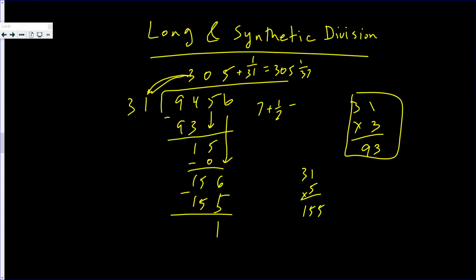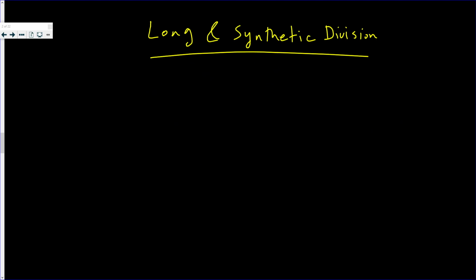7 plus a half is 7 and a half. You should know how to go from 7 and a half to a sum. Okay, so quick review on long division. We subtract. Now, suppose you want to compute x cubed plus 2x squared plus 2x plus 1.